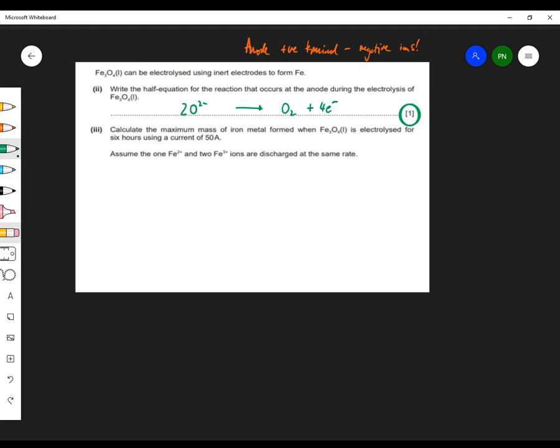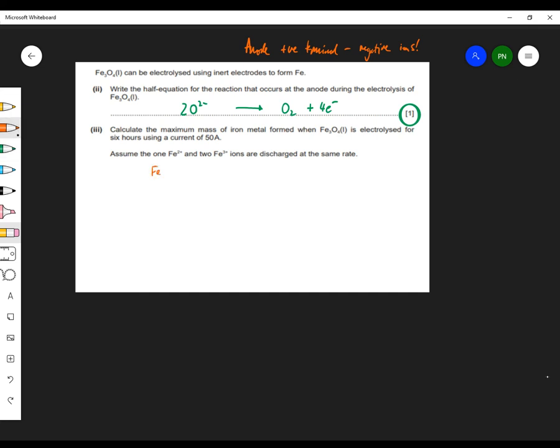Calculate the maximum mass of iron formed when Fe3O4 is electrolyzed for 6 hours using a current of 50 amps. Assume 1 Fe2+ and 2 Fe3+ ions are discharged at the same rate. Okay, so let's have a look at this. Let's do this bit by bit.